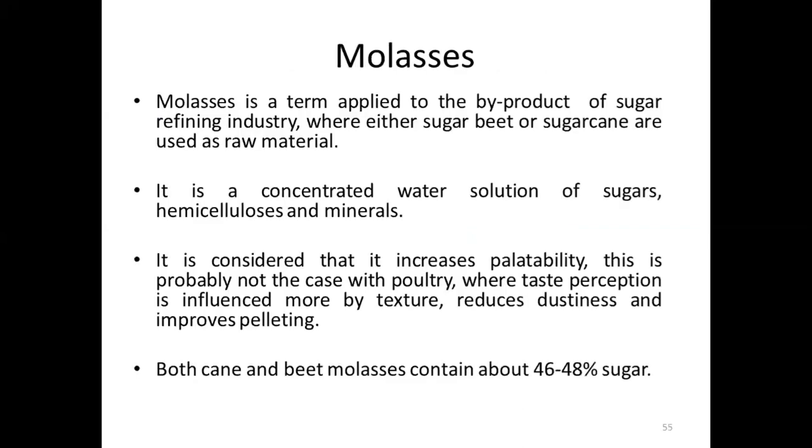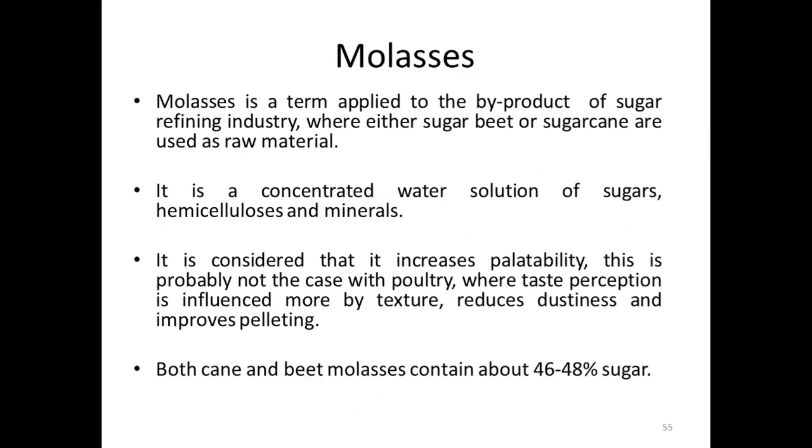Molasses is a byproduct of the sugar refining industry. It can be used in poultry feed to reduce dustiness and improve palatability. It is a concentrated water solution of sugar, hemicellulose, and minerals, so it is a good source of minerals also. It is considered that it increases palatability.